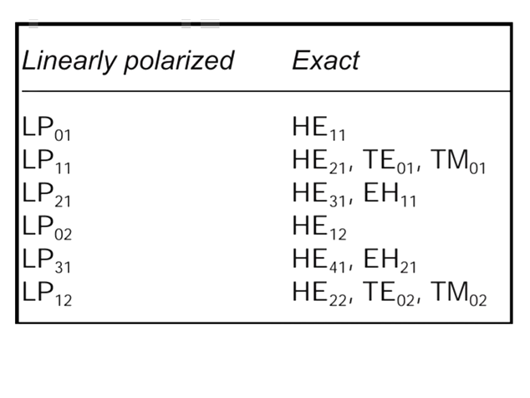Now the linearly polarized modes are not exact modes. They are derived from the exact modes which exist in the fiber. So from HE11 we will get LP01, then HE21, TE01 and TM01. From these 3 modes we can get the LP11 mode, and HE31, EH11 can give the LP21 mode. Likewise, from these exact modes we will get different linearly polarized modes. So we will see some of the lower order modes.